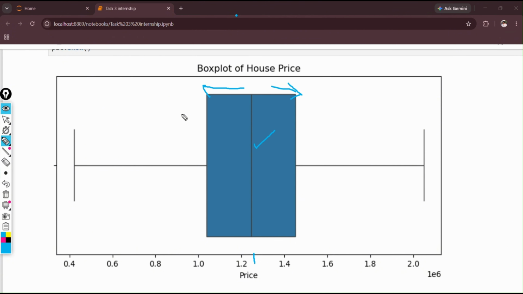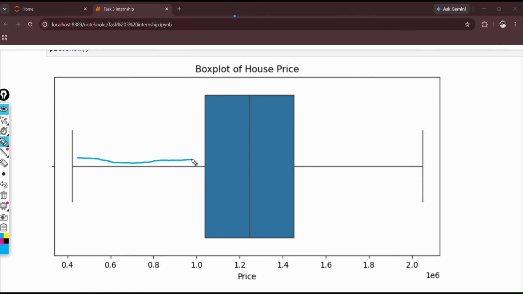The box itself represents the middle 50% of the data, also called the interquartile range or IQR. In this dataset, most house prices lie roughly between 10 lakh and 15 lakh. The lines extending from the box are called whiskers. They show the normal range of house prices, which extends approximately from rupees 4 lakh to rupees 20.5 lakh.